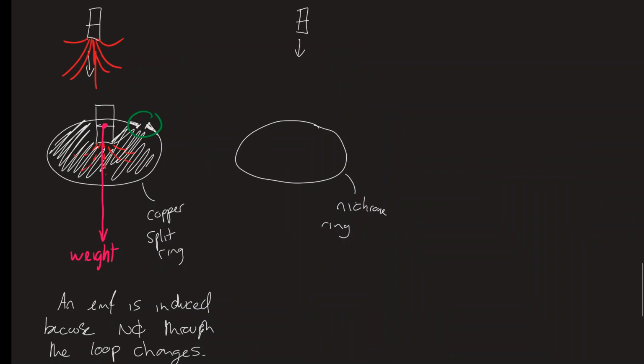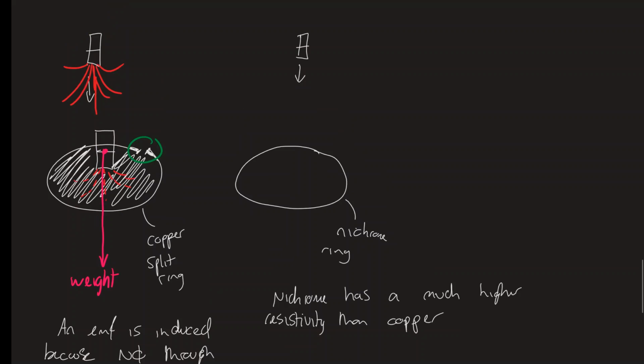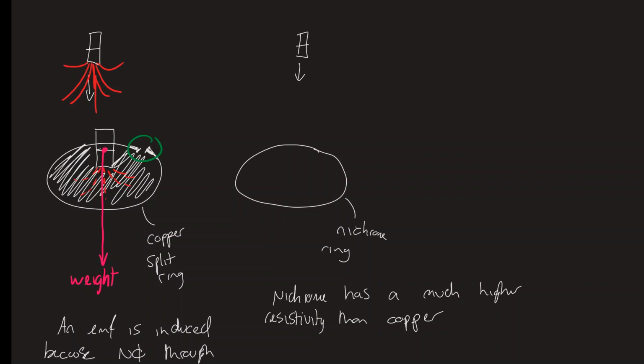Then we'll look at this third case over here. So we've got a nichrome ring. Now, the only real difference here is that nichrome has a much higher resistivity than copper. Note that. Nichrome has a much higher resistivity than copper. As a result, even though the same EMF is induced in all of these loops, the magnet falls in roughly the same way, at least as it approaches the ring. The resulting current is smaller.